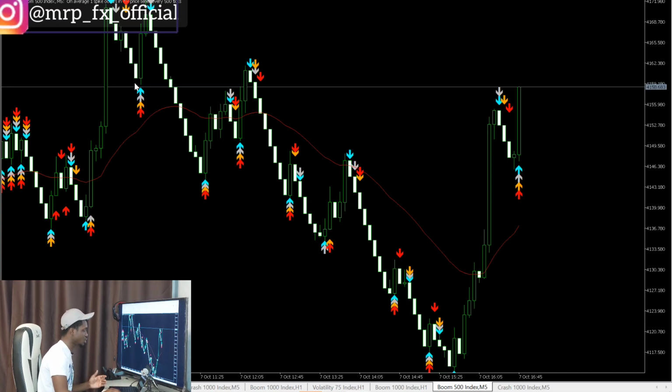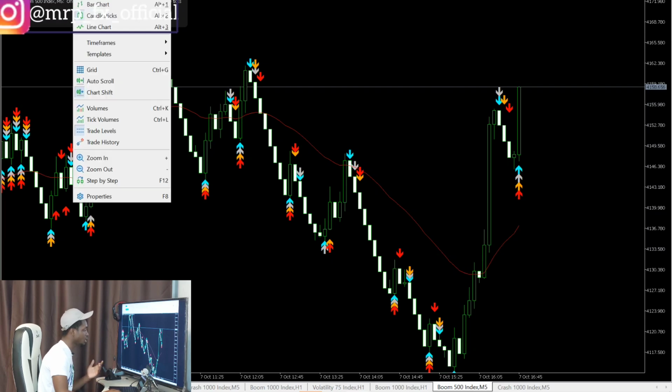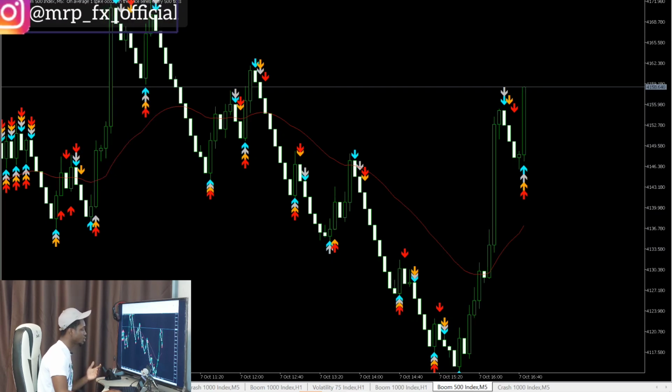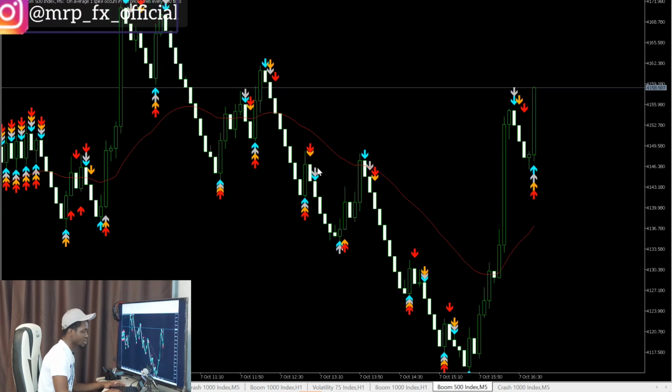You can then close your MT5 and start it up again, and the indicator should be there, so that you can simply go under Insert, go under Indicators, and install it just like that. So that's just how this goes.